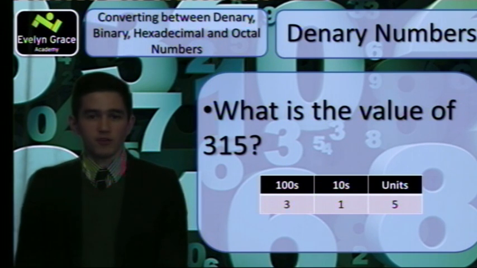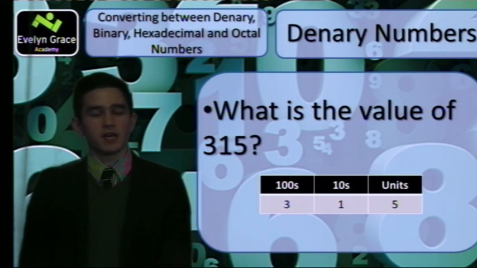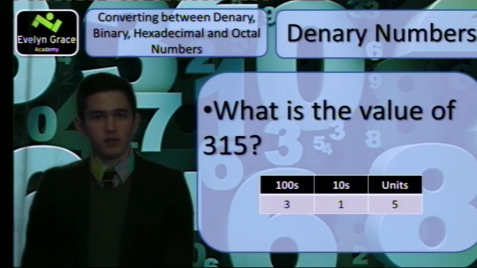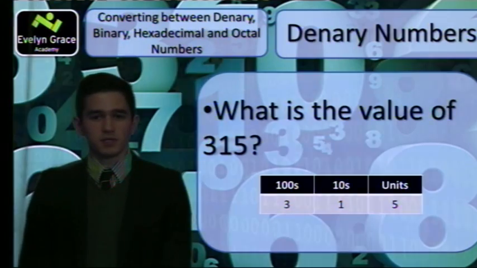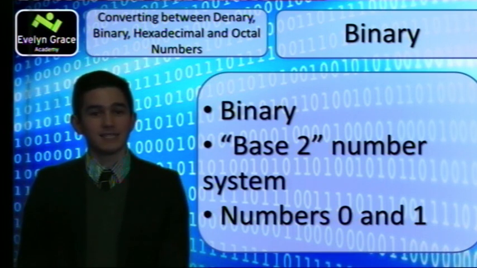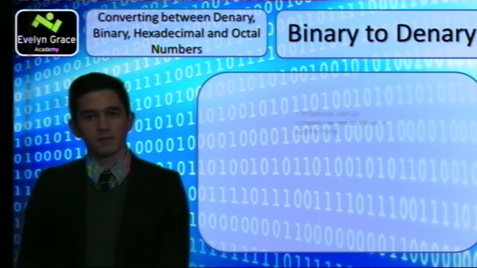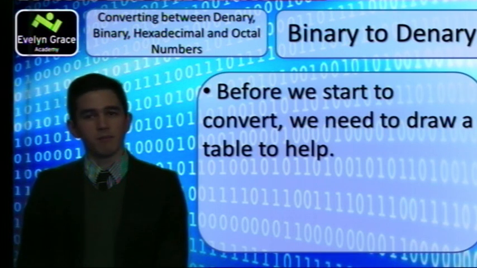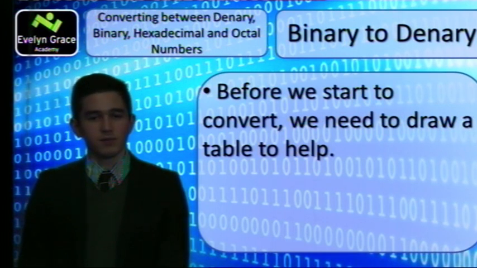But we need to know this process because it's the same process that you're going to use to convert the next set of numbers. So binary. Binary is a base 2 system. That means there's only 2 possible numbers, that is 0 and 1. So how do we convert between binary and denary?